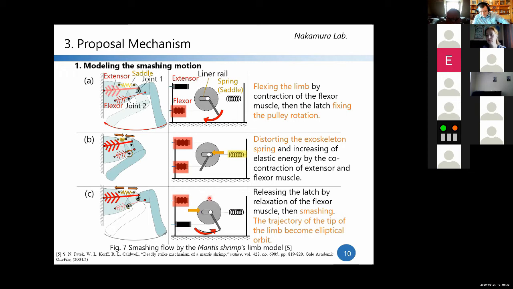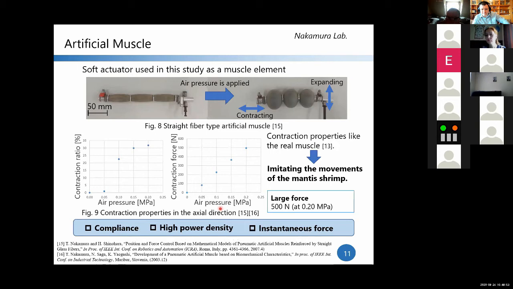The trajectory of the tip of the limb is an elliptical orbit imitating a mantis shrimp. Here, I'll talk about the actuator used in this study as a muscle element. The straight fiber type articular muscle contracts in the axial direction and expands in the radial direction when a pressure is applied, as shown in figure 8.